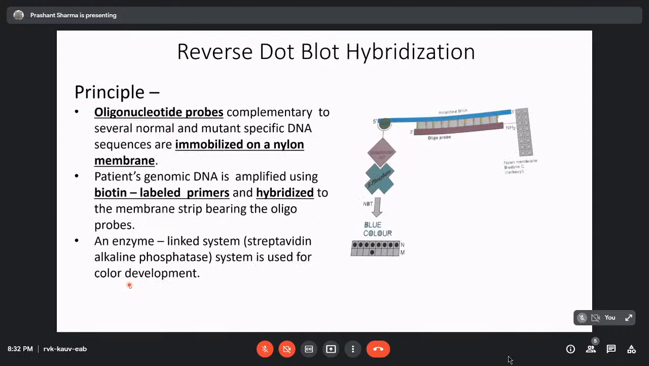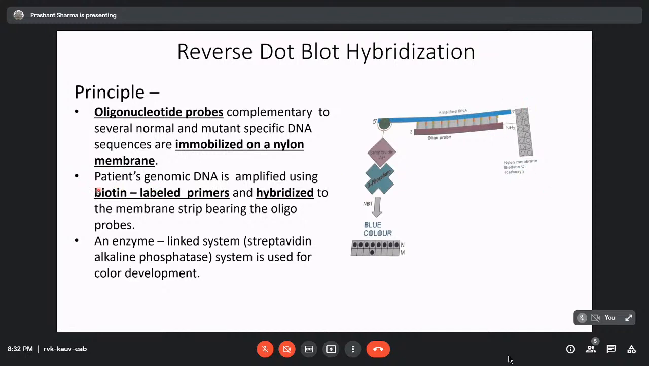So looking first quickly at reverse dot plot hybridization, this is done by many centers, though not PGI, because of some robustness issues. But the principle here is that we design a nylon membrane onto which probes for different mutations, DNA oligonucleotide probes, are immobilized. And once we have a membrane which looks like this, you can make these membranes in bulk and keep them.